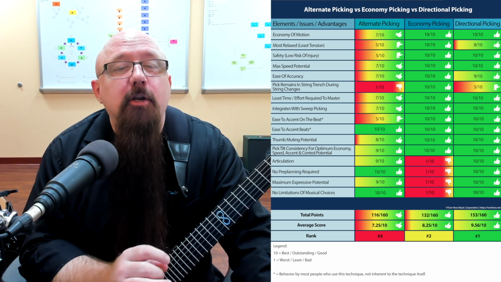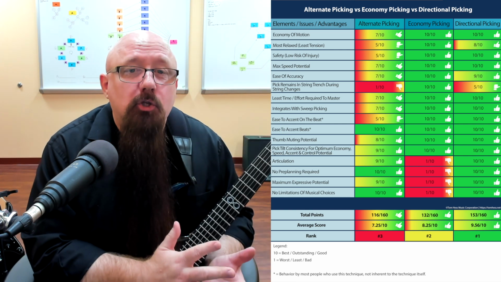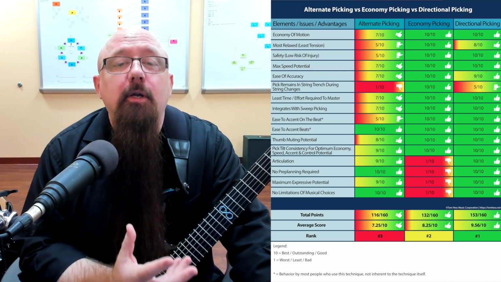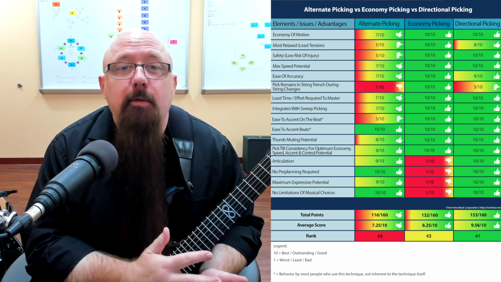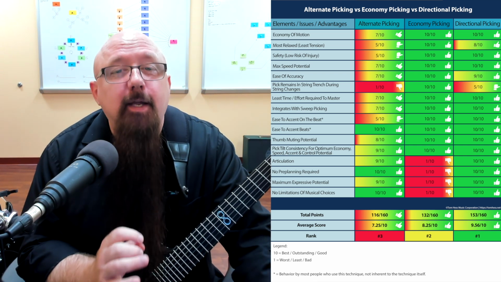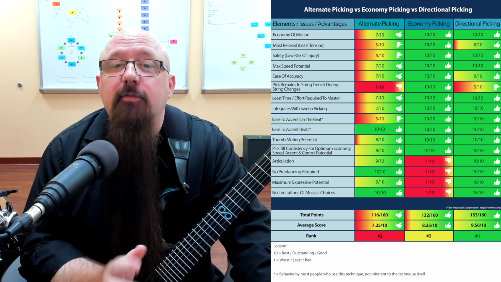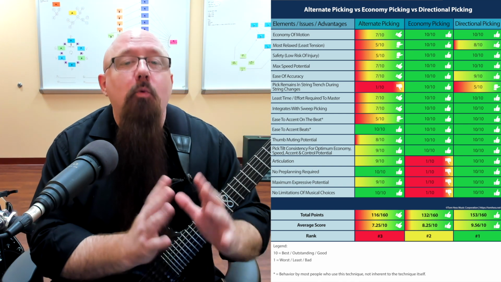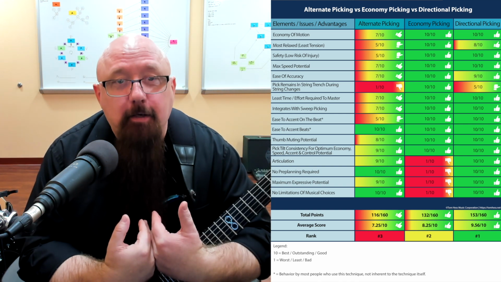Economy picking is near perfection until it comes to pre-planning and a massive restriction on expression and musical choices, making economy picking nearly hopeless as a standalone primary picking technique for guitar. That leaves directional picking as the undisputable objective picking technique winner for guitar, in my opinion. Now I'm going to make the case for why directional picking is the best picking technique for guitar and far superior to alternate picking, in my opinion.